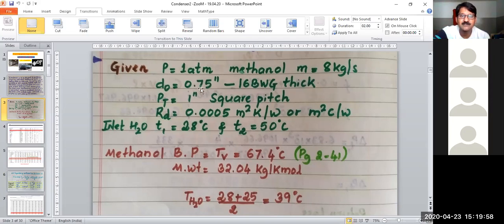What else is given? D naught is given as 0.75 inch. It is the outer diameter of the tube. 16 BWG means you have to take this thickness of the tube. And how are they arranged? They are arranged in a 1 inch square pitch. The dirt factor is also given, 0.0005 meter square Kelvin per watt. Kelvin and degree centigrade are the same for differences. And the cooling medium is water. Water is entering at 28 and can be heated up to 50 degrees centigrade. So please write down, and don't leave any information given in the problem statement, so that you can use it while solving the problem.